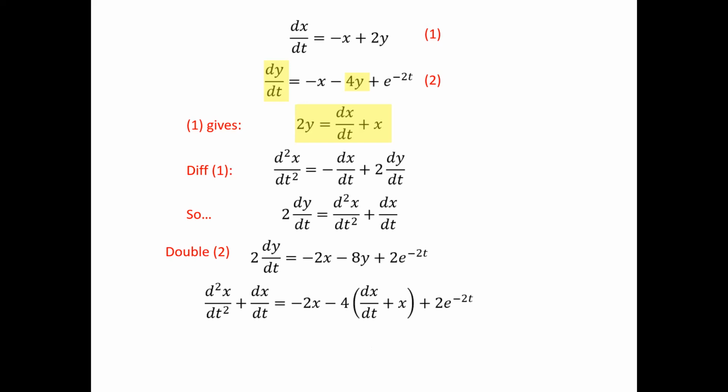So I've eliminated the y now. I've got a second order differential equation with x in terms of t. Tidying up a bit, put it all on the left hand side apart from the bit with just the t's. So d2x over dt squared. And then I need the dx over dt term. Well, I've got 1 on the left and minus 4 on the right. There's going to be 5 of them on the left. And the x's, well, I've got minus 2x and a minus 4x on the right. So I'll have plus 6x on the left. And that's all going to be equal to 2 e to the minus 2t. And that's my second order differential equation.